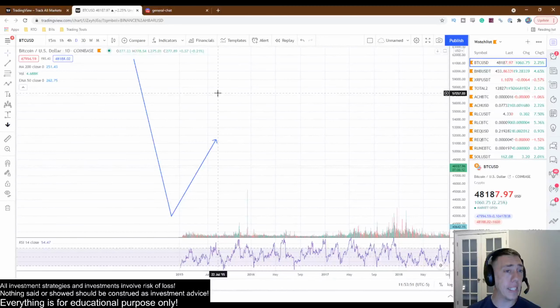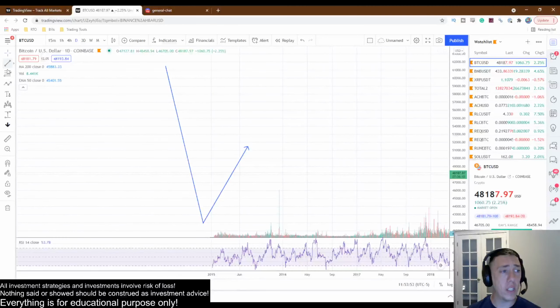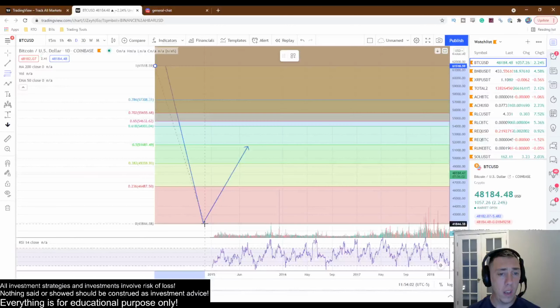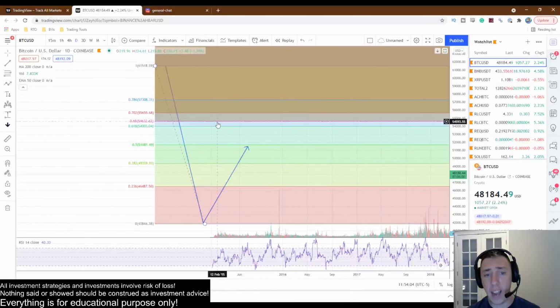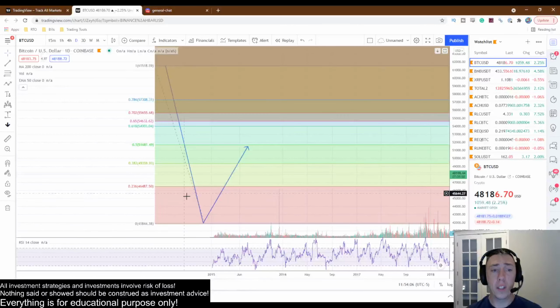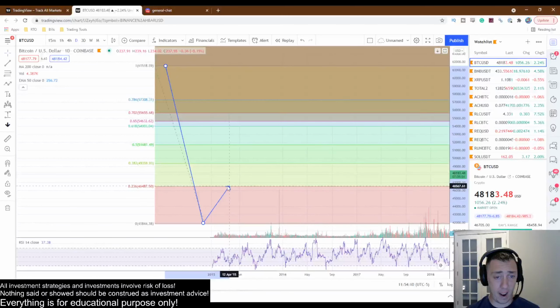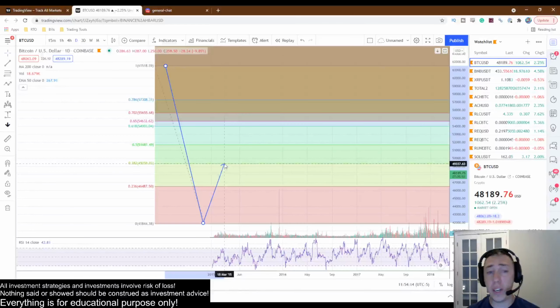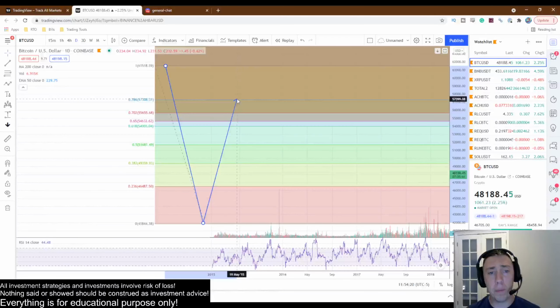Well, you do the exact same thing. Now, you're going to start from the top of the impulse to the bottom of the impulse. So from the top down to the bottom, and you once again have your Fibonacci retracement made. So this is 23.6% of the drop right here, 38.2% of the drop, 61.8% of the drop, and of course you have 78.6% of the drop.